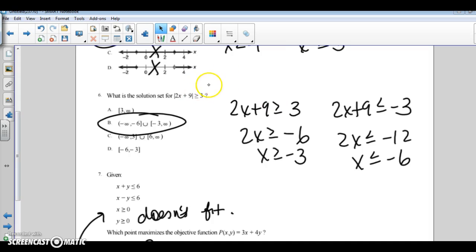Question number 6, another absolute value. 2x plus 9 is greater than or equal to 3. Subtract that, x is greater than or equal to -3. Can't be A because it's not -3. Can't be C. This is not greater than -3, so it has to be B. And solve the other one out.